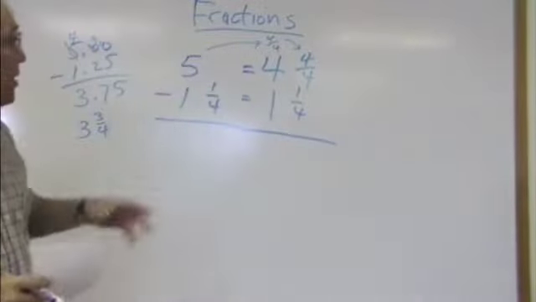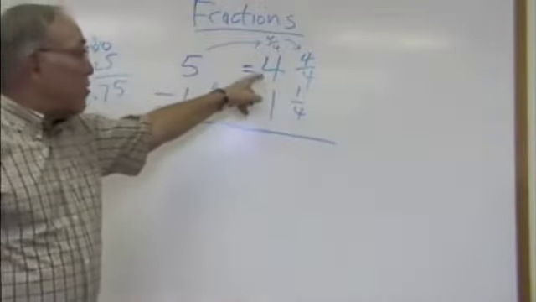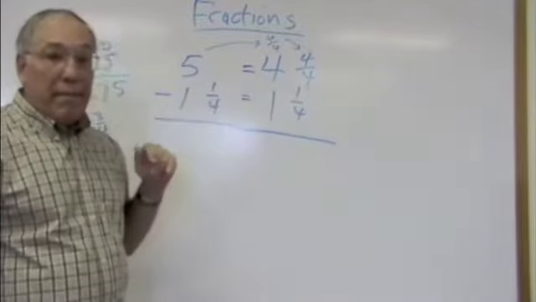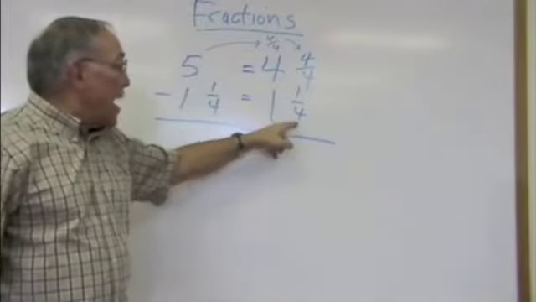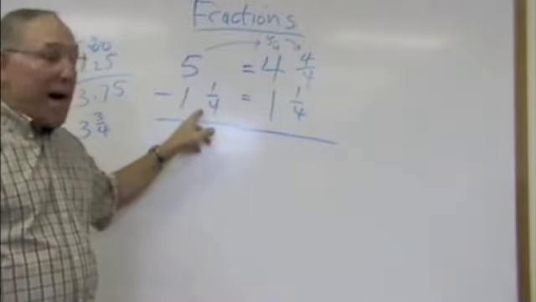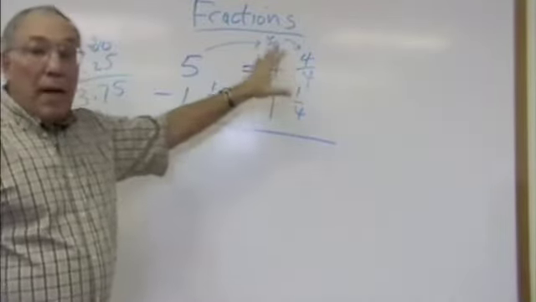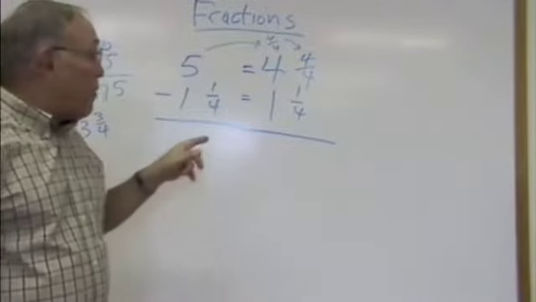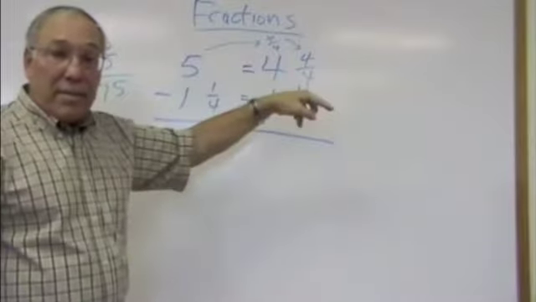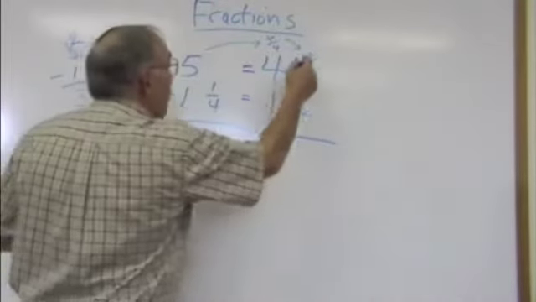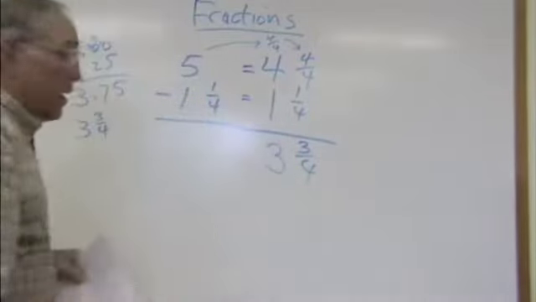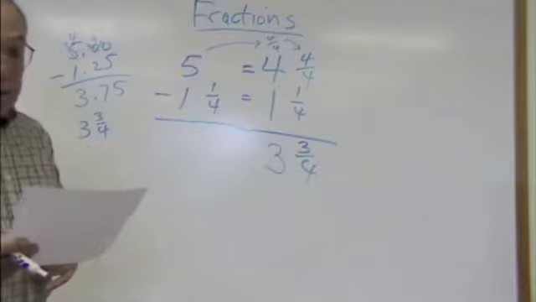So this is a little operation I did. 5 changes into 4 and 4/4, which is the same as 5, but now I have some quarters here. So you just choose the same denominator that you're trying to subtract, the number on the bottom, and you're going to take a full amount of those. You're going to take 4/4. If this were fifths, we'd get 5/5, or 6/6, or 7/7. Now 4/4 minus 1/4 is 3/4. 4 minus 1 is 3, and there's our answer again, 3 3/4.